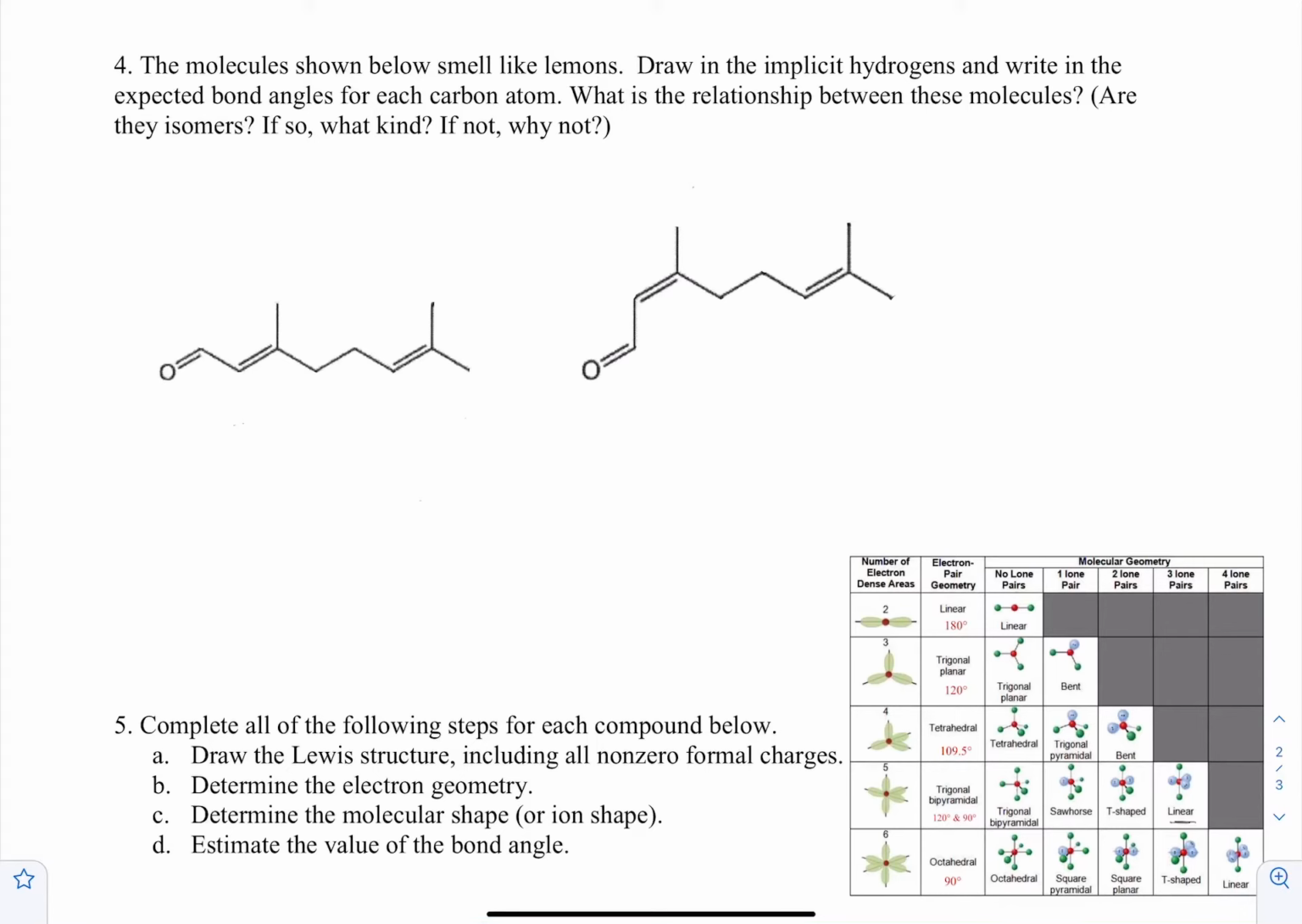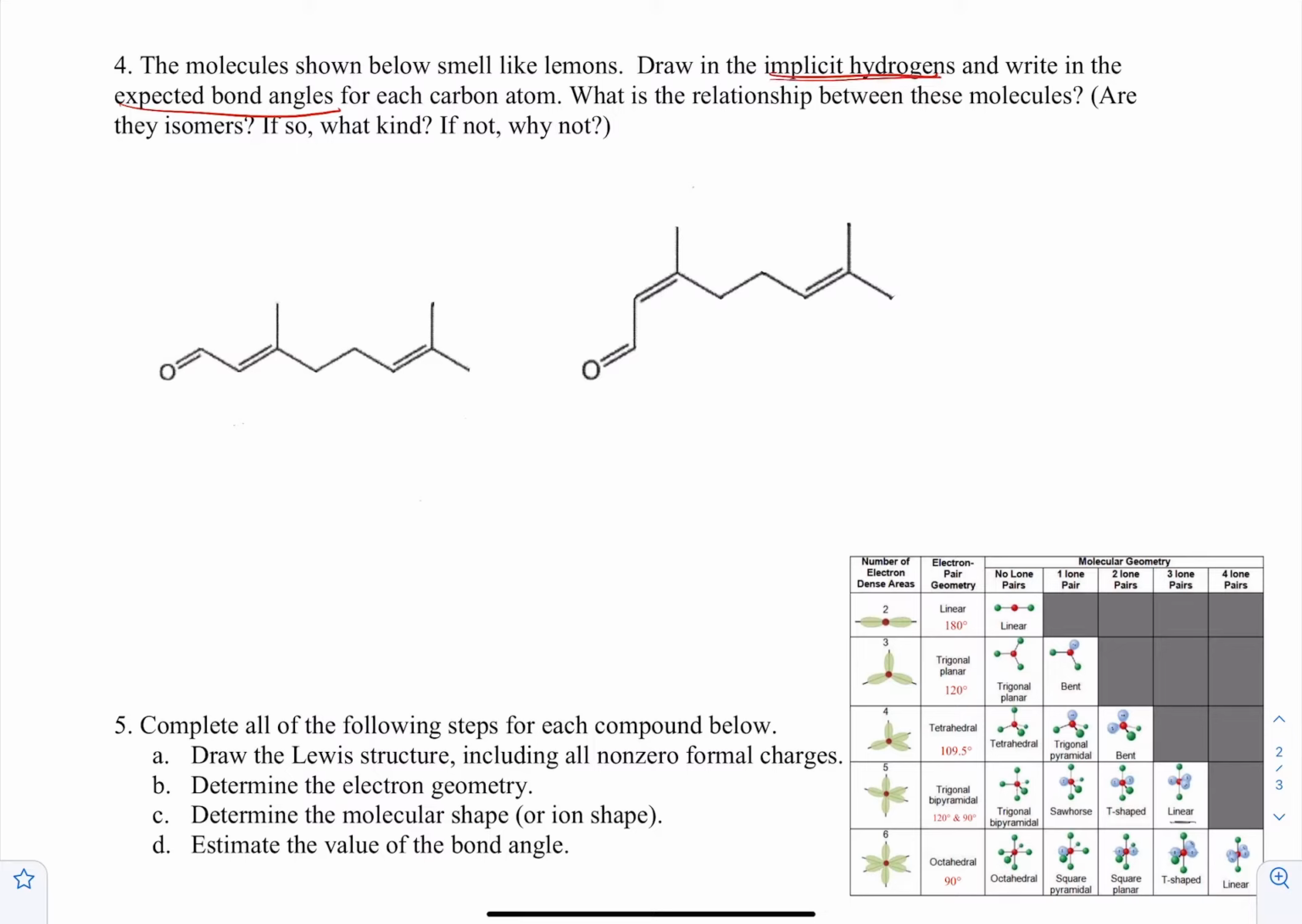I'm Austin. I'll be running through part 2 of problem set 14, molecular shape and VSEPR. Number 4, the molecules shown below smell like lemons. Draw the implicit hydrogens and write in the expected bond angles for each carbon atom. Okay, what is the relationship between these molecules? Are they isomers? If so, what kind, or why? If not, why not? Okay, so let's first determine implicit hydrogens.